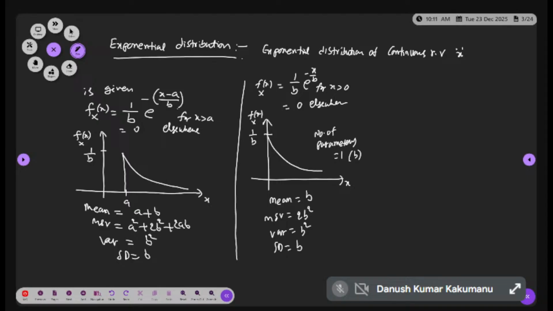In the uniform distribution, how many parameters? 2 parameters, a and b. Okay. They will write the same thing in one more format also. Same formula in a different way. Lambda e power minus lambda x for x greater than or equal to 0. Don't worry. And 0 elsewhere.